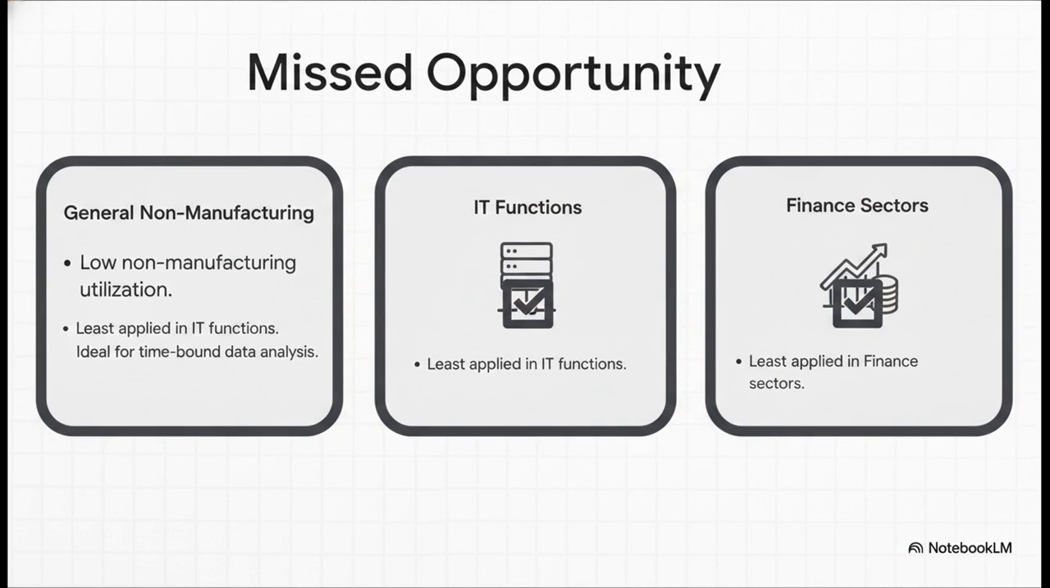Yet, these sectors deal with massive amounts of time-bound data. Think about server downtime, financial transaction errors, or customer service response times. These are all critical processes that absolutely can and should be tracked for special cause variation.